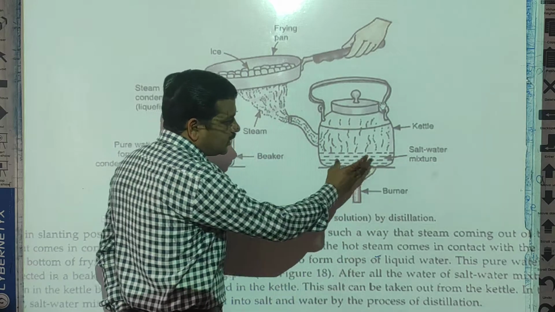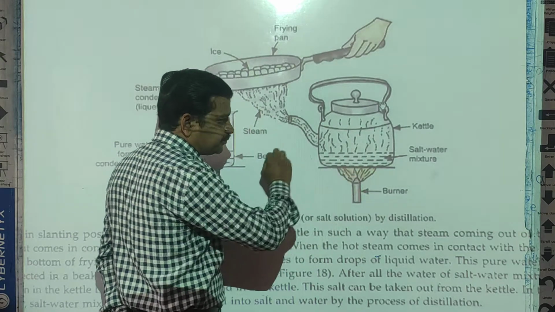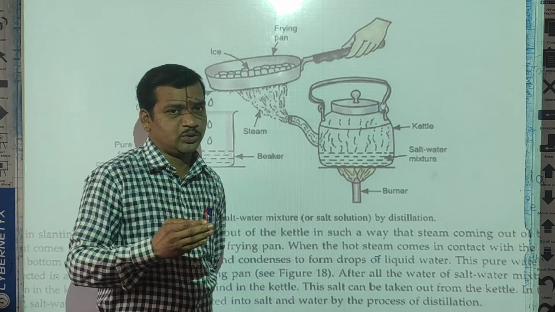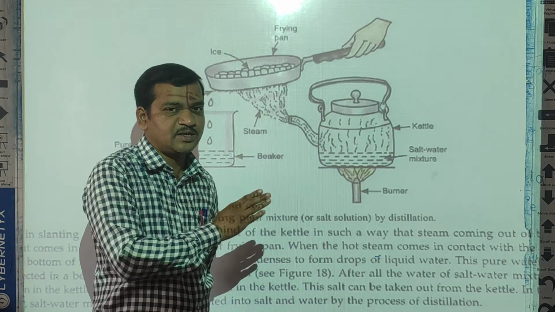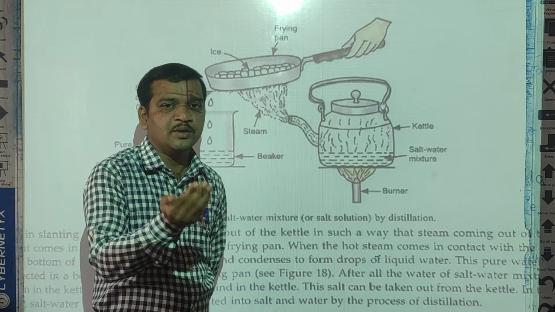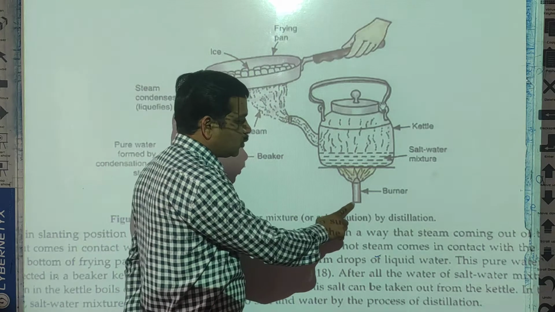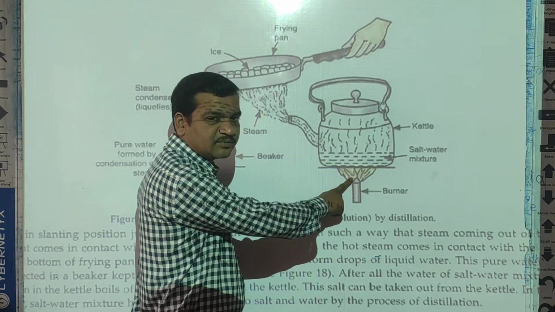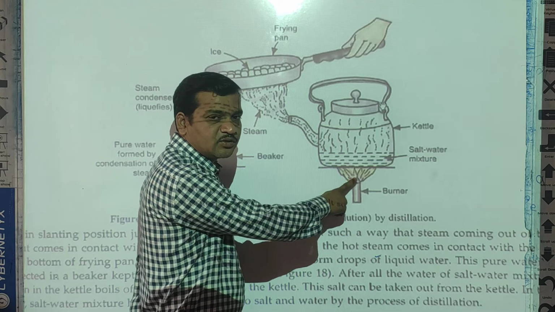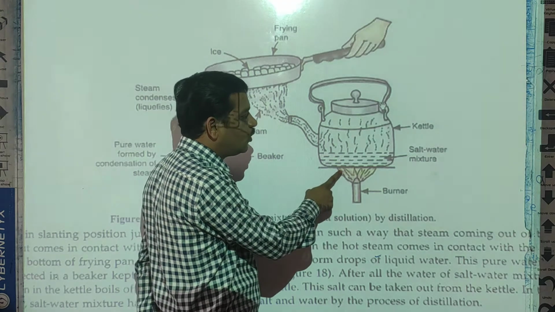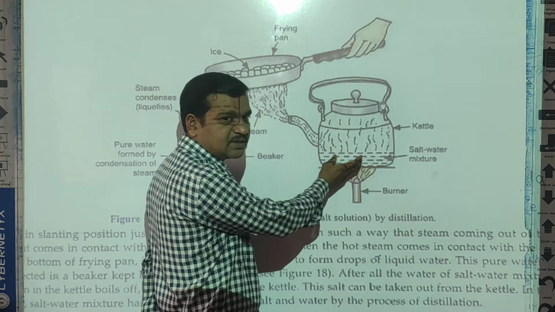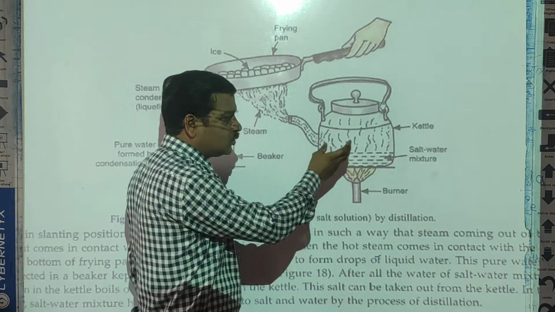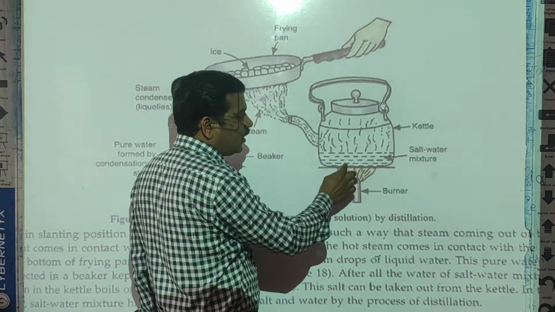Now this mixture we have to separate into two components. The first one is the water and the second one is the salt. So first we provide heat, as I already told you. Due to this heating effect, what happened? The mixture starts boiling. So due to boiling, what happened?